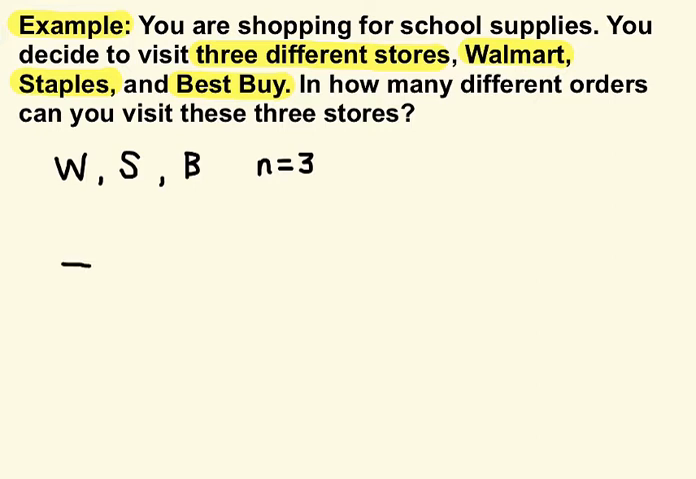If you're going to go to all 3 stores, the first choice can be any of these stores: Walmart, Staples, or Best Buy. But once you've visited one of them, there are only 2 left. So there are 2 possible stores for the second visit, and once you've selected that second store, there's only 1 store left. So this, of course, is 3 factorial, which is 3 times 2, which is 6, times 1 is still 6.